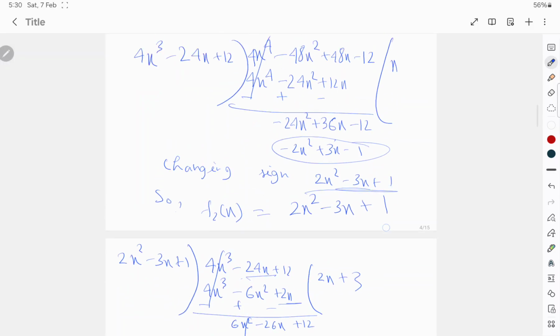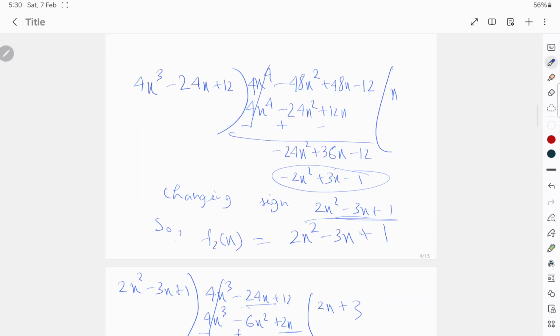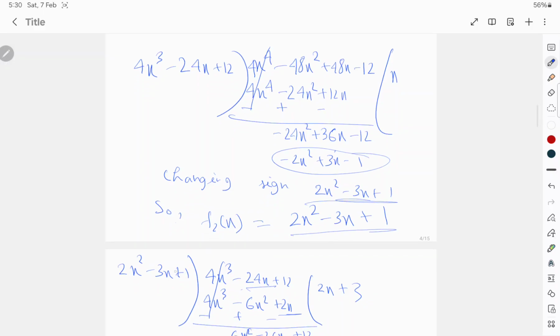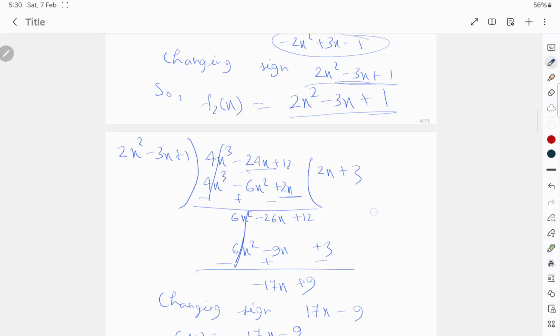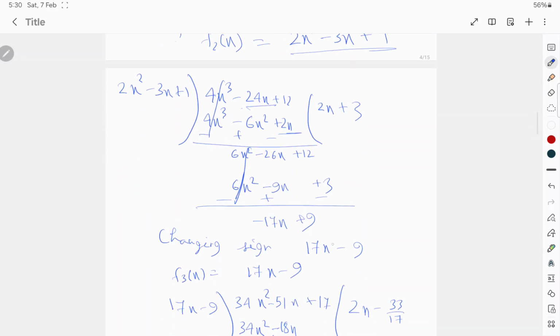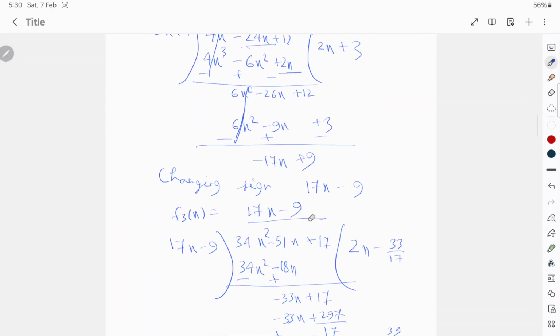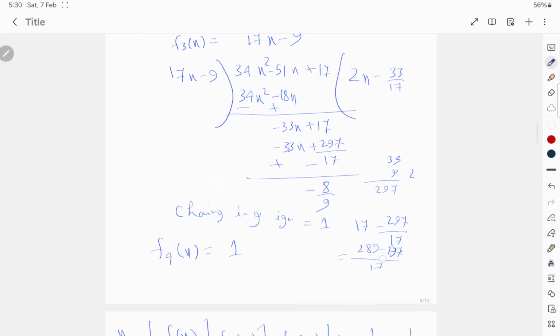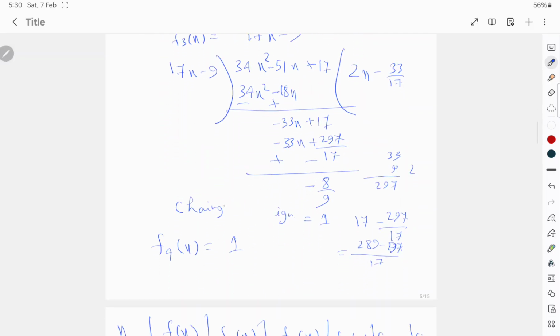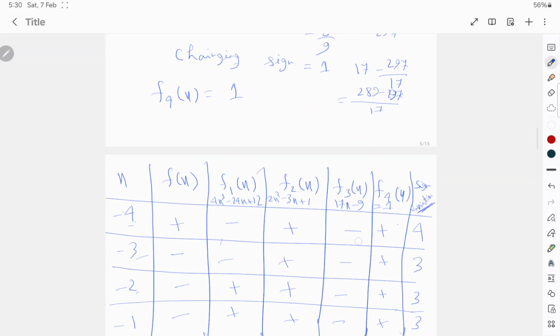Now what you have to do next: this is your f2(x). Now you have to divide by f2(x), this one, 4x cube minus 24, whatever remainder you are getting, this one. Now in this remainder again you change the sign, so you are getting this. In this way complete the total thing, changing sign. So you complete this.